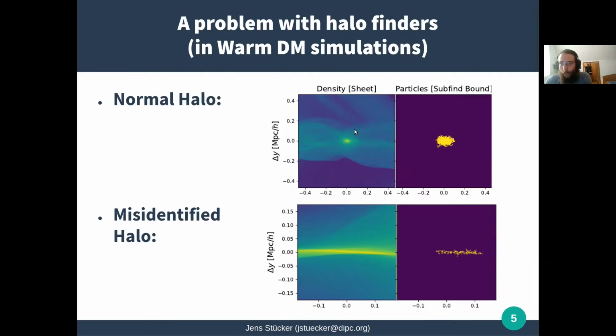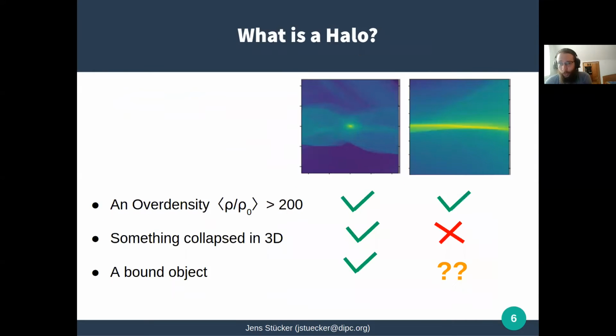The first one is a well-defined halo, and you see this density field. On the right side, you see what subfind, which is a very popular halo finding algorithm, says should be the bound particles of this halo. And it says this is a well-identified halo. In the bottom, you see a misidentified halo, where there's this density field and this filamentary structure, and subfind says this thing should be a halo, where I'd like to disagree that that is a halo. This made me think a bit about what we should call a halo.